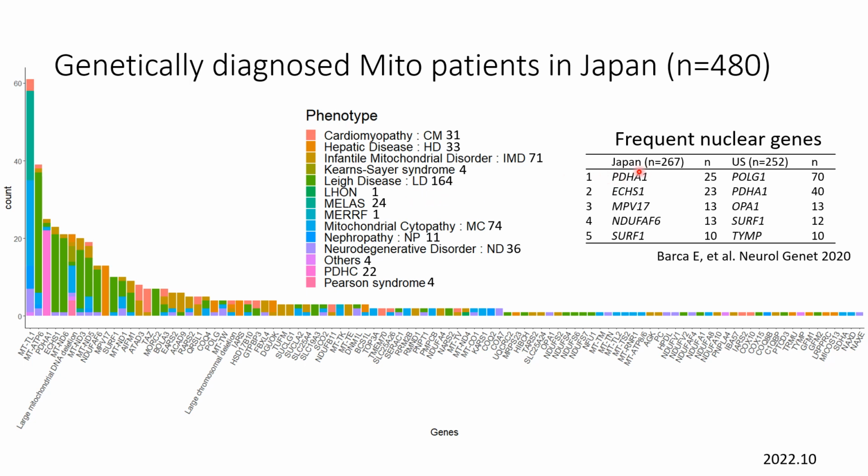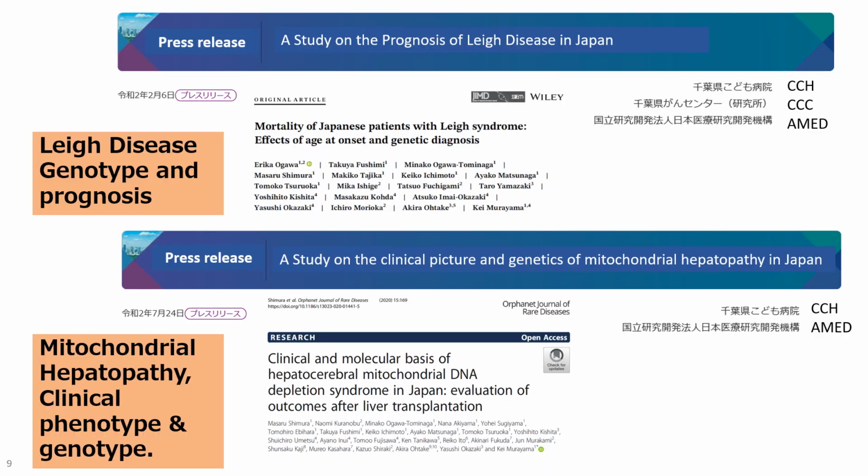And this is a frequent nuclear encoded gene in Japan and the US. POLG1 is the most common in the US. On the other hand, POLG1 is very rare in Japan. Only 4 cases have been diagnosed so far. Recently, we published some types of mitochondrial disease about genotype and prognosis.